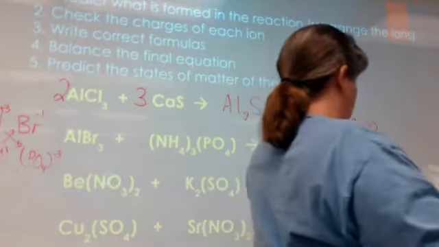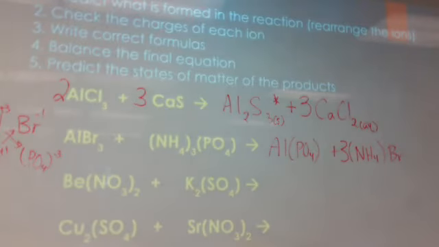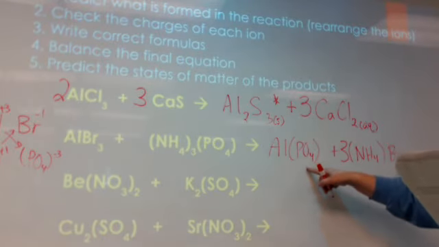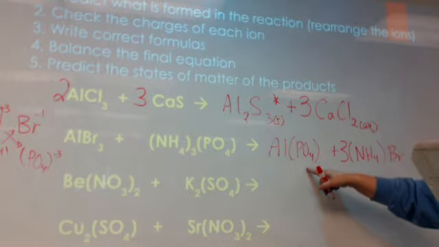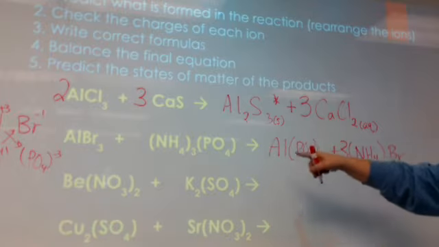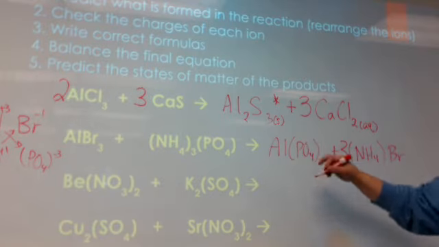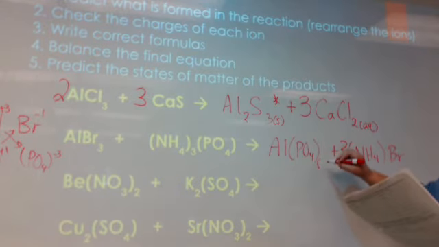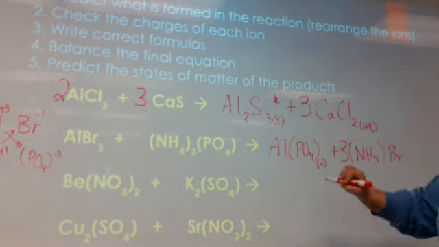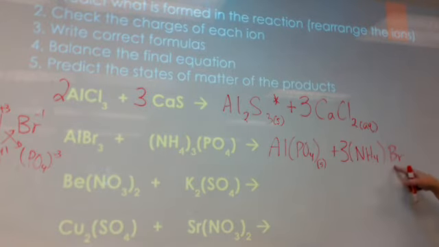Okay, last step, predict the states of matter of the products. So PO4 says all phosphates are insoluble except those of group 1 and NH4PO4. Is this in group 1 or is it NH4? No, so it is insoluble, solid. NH4Br. All bromides are soluble except AgBr, Hg2Br2, and HgBr2. This is not one of them, so it is soluble.